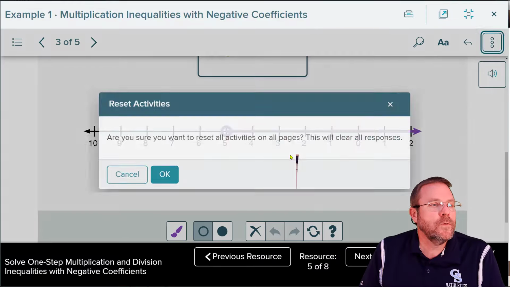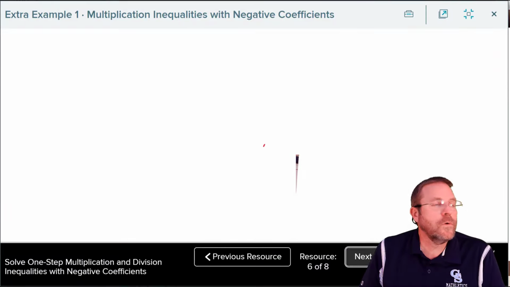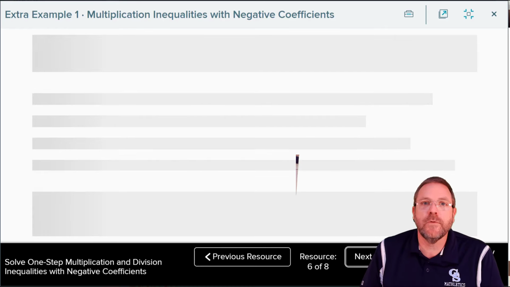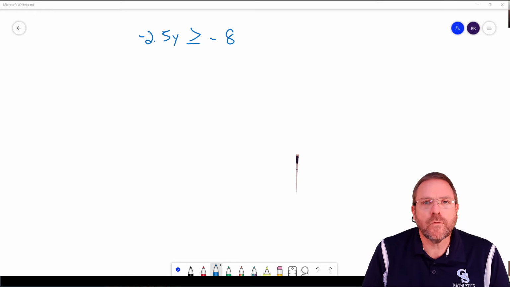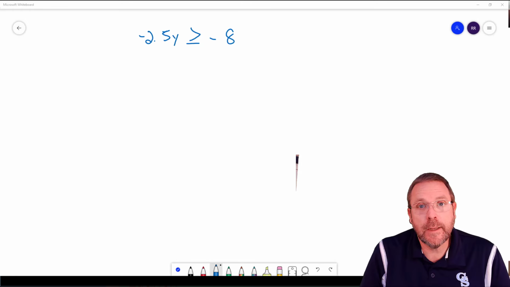Now it's going to be time for you guys to pause the video and work on extra example 1 to see if you know how to do it too. So our new problem says -2.5y is greater than or equal to -8.